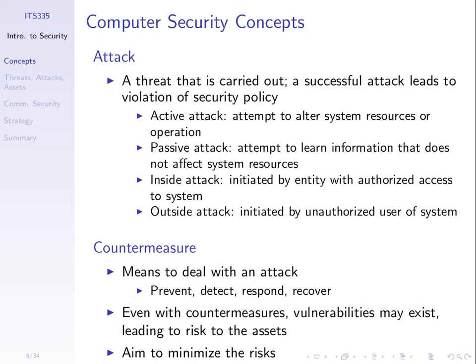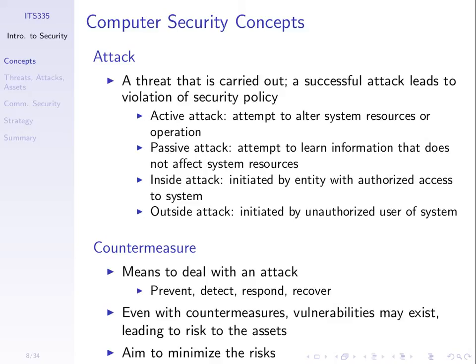A countermeasure is a way to deal with attacks. And there are four different approaches. We want to prevent attacks. We want to stop them from happening in the first place. But if we cannot prevent them, we would like to at least detect them. If an attack does take place, we want to detect that and then respond in some manner and eventually recover. Maybe we can recover our data, for example. If our data is leaked or the integrity is compromised, we may be able to recover that data. So we'd have countermeasures to try to deal with attacks.